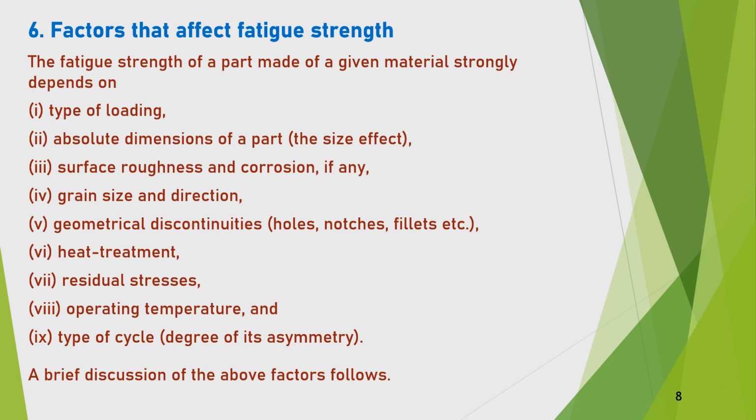There are many factors that affect the fatigue strength of a machine component. They are listed here: type of loading, that is bending, axial or torsional, absolute dimensions of a part, termed as the size effect, surface roughness and corrosion if any, grain size and direction, geometrical discontinuities such as holes, notches, fillets, etc., the heat treatment carried out, the residual stresses of fabrication or heat treatment, operating temperature, and type of cycle, that is degree of asymmetry, that is the combination of mean and alternating loads. A brief discussion of these factors follows.